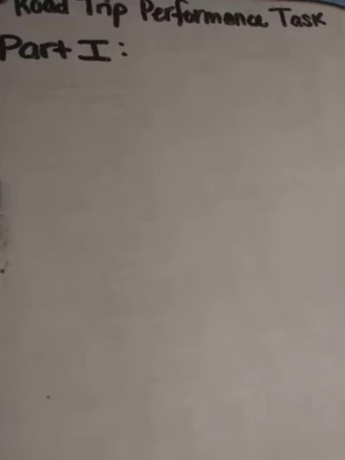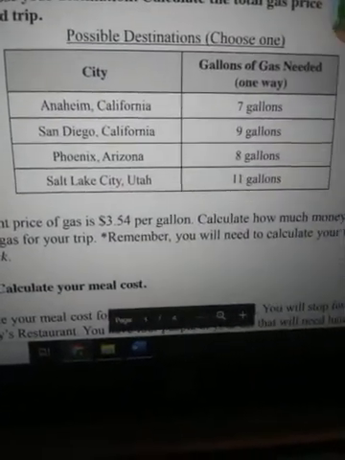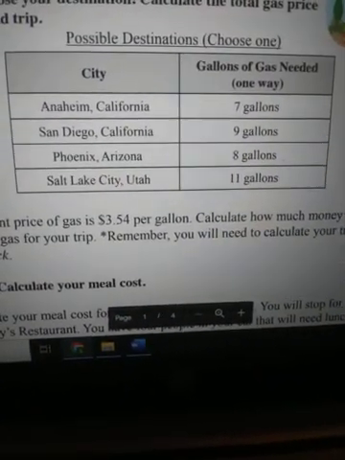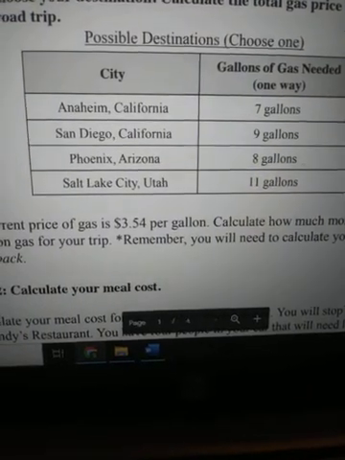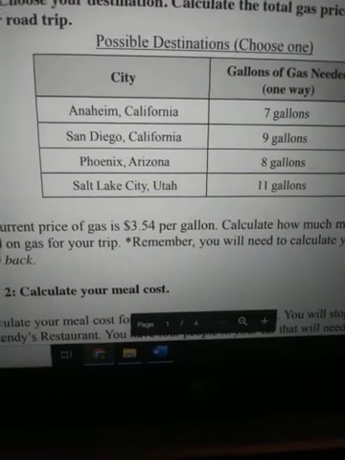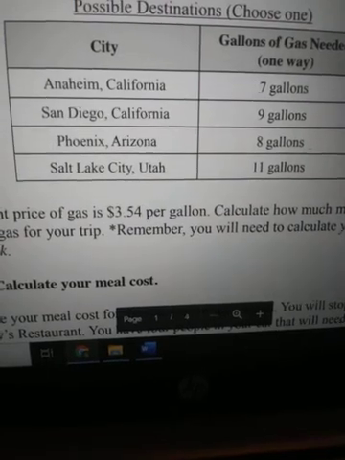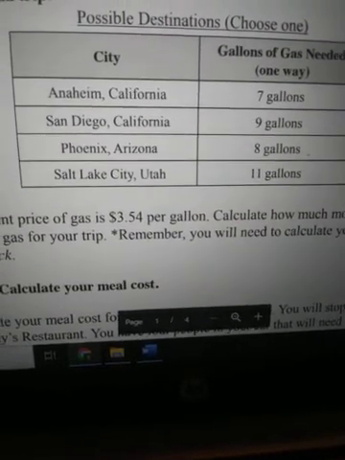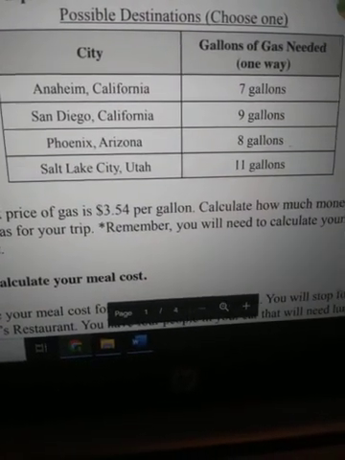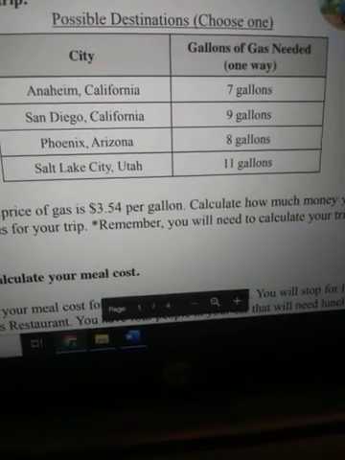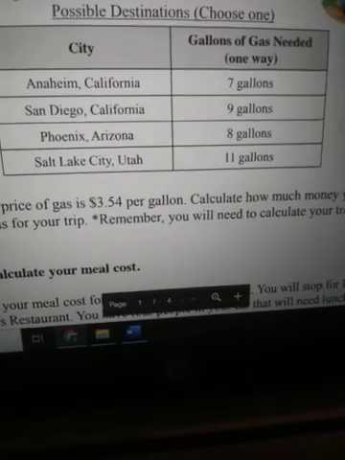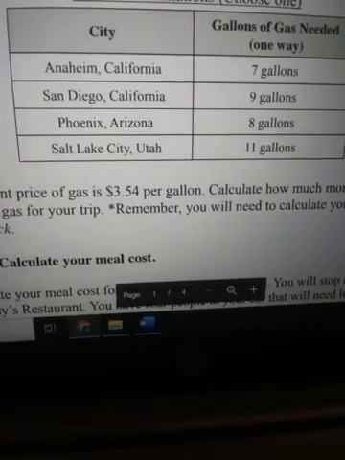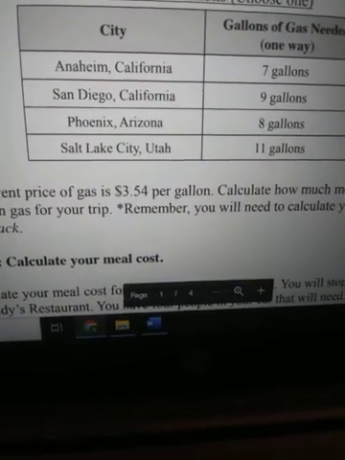Okay, so here we are. Part one says choose your destination and calculate the total gas price for your road trip. Your possible destinations were: Anaheim, California; San Diego, California; Phoenix, Arizona; and Salt Lake City, Utah. For my trip, I picked San Diego, California. If you notice the box right there, it gives us the gallons of gas needed for one way only. It is 9 gallons of gas required to get me one way to San Diego, California.